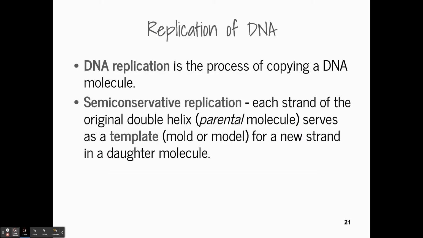All right, DNA replication is the process of copying a DNA molecule. Please don't forget that replication occurs during the S phase of interphase. Semi-conservative replication indicates that each strand of the original double helix serves as a template for a new strand in the daughter molecule. So as we know, DNA replication is known as semi-conservative replication.